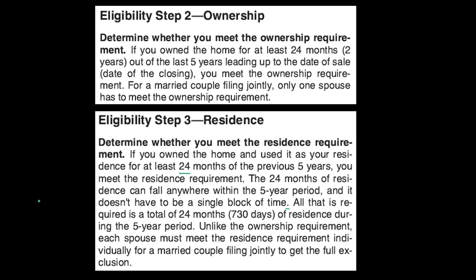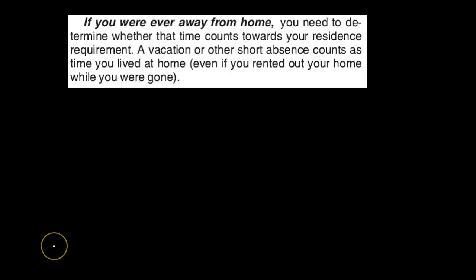Back to the text. All that is required is a total of 24 months or 730 days of residence during the 5-year period. Unlike the ownership requirement, each spouse must meet the residence requirement individually for a married couple filing jointly to get the full exclusion. So keep that in mind with the married couple.